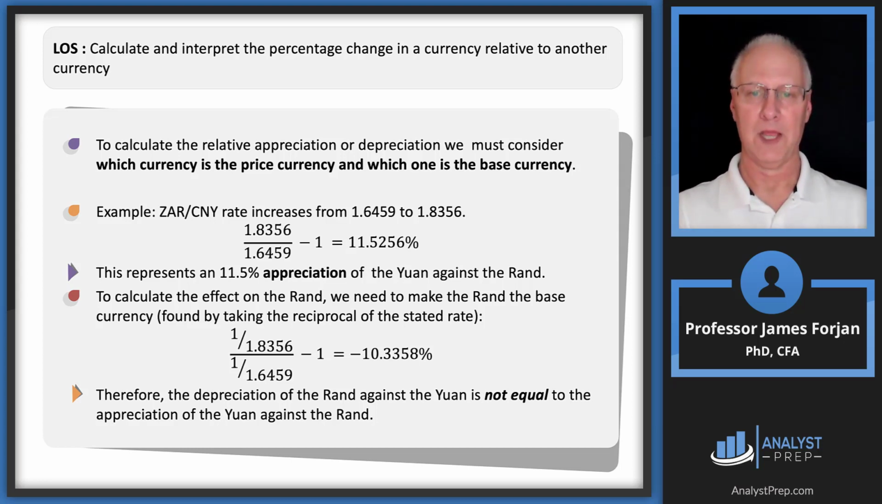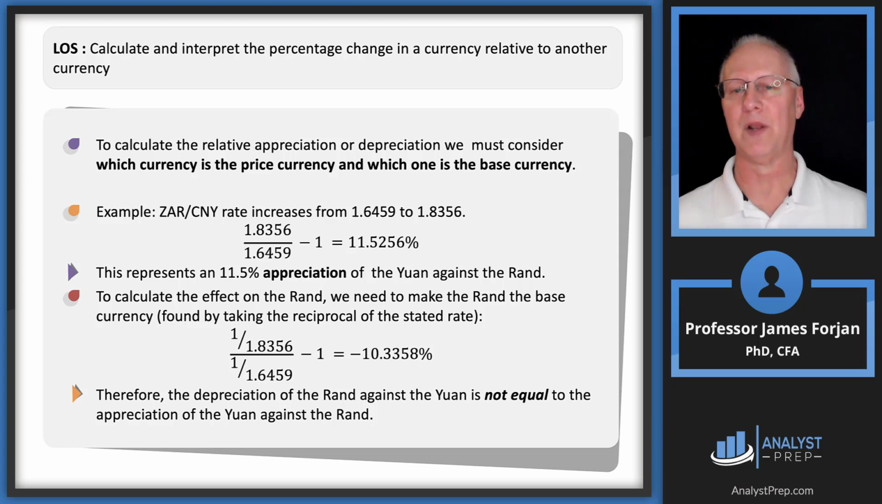And so it used to take 164 to buy the yuan. Now it takes 183. So the rand has depreciated because it takes more of it to buy that same unit of the Chinese currency. What is the rate of depreciation? What is the rate of appreciation? And so what you're tempted to do is what you did back in the very first lesson of time value of money. Take the future value divided by the present value and subtract 1.